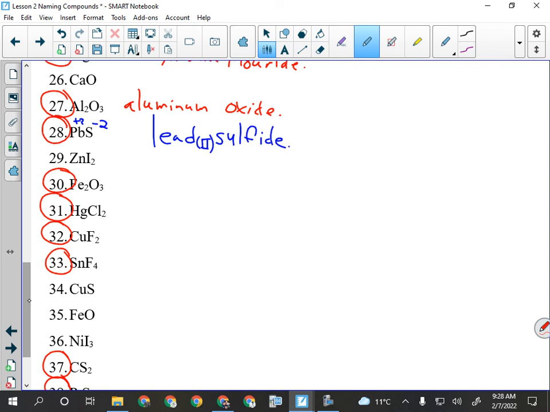Okay, so for number 30, we've got iron and oxygen. So we'll follow the naming rules, iron oxide, but then we have to figure out what's the charge on this iron. We always look to the non-metal. Oxygen's always a -2. There are 3 oxygens, which gives us a total of 6 negative charges. That means I've got to get 6 positive charges from 2 iron atoms. 6 divided by 2 is +3. So this is iron(III) oxide.